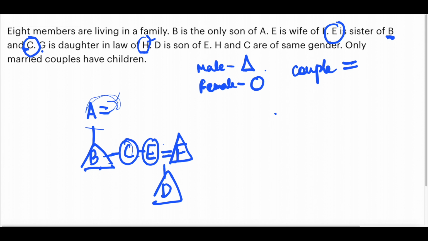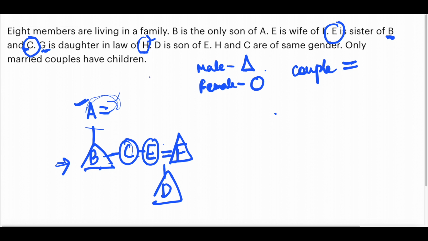Why do I say only one is missing? Because here it is written that G is the daughter-in-law of H. Daughter-in-law means G cannot be in this level. G has to be in this level. Okay, G has to be in the second level.